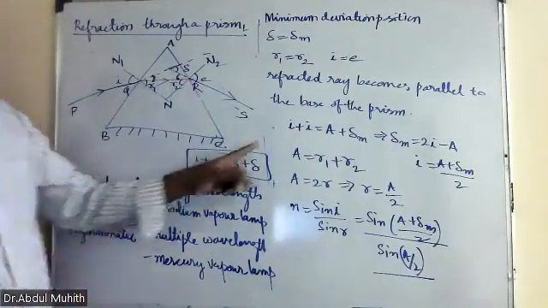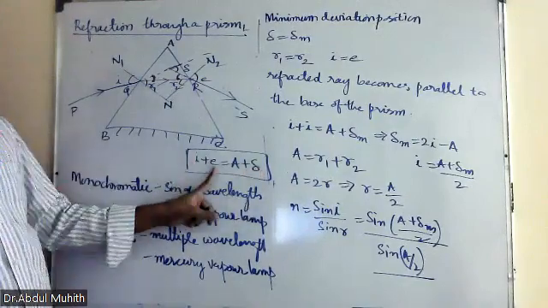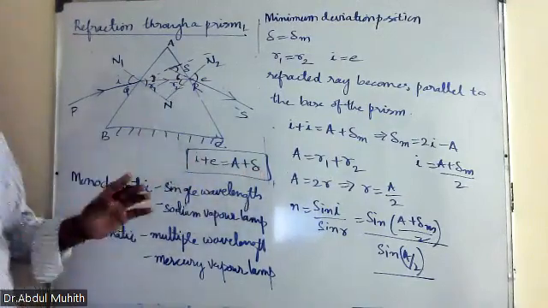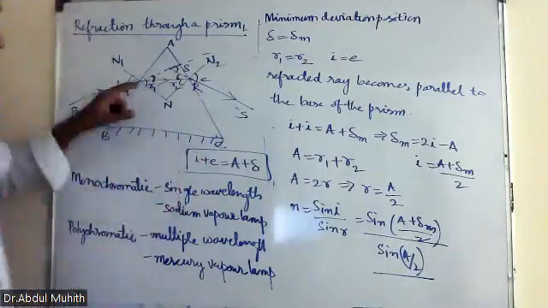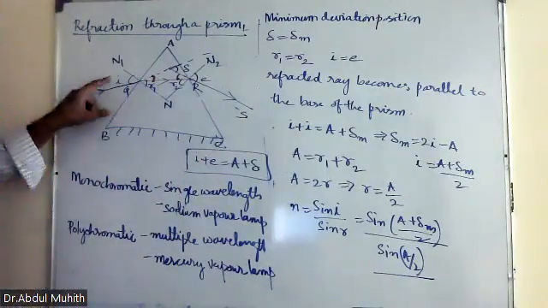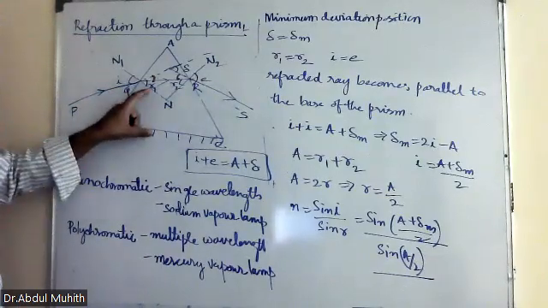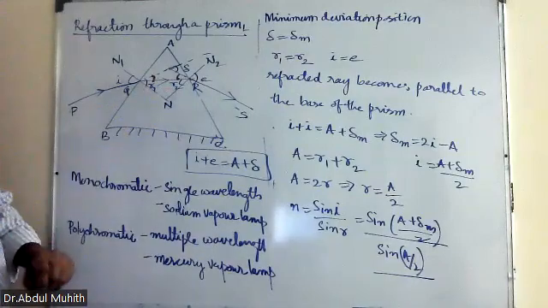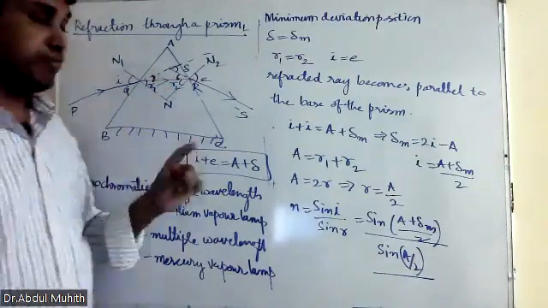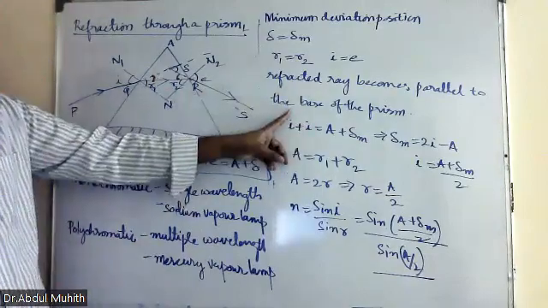So what I wrote here, instead of writing I plus E is equal to A plus delta, I wrote I plus I. So in the minimum deviation position, what is happening? The refracted ray will become parallel to the base of the prism. Angle of incidence will be equal to angle of emergence. Angle of refraction R1 will become equal to R2. So this happens in the minimum deviation position.